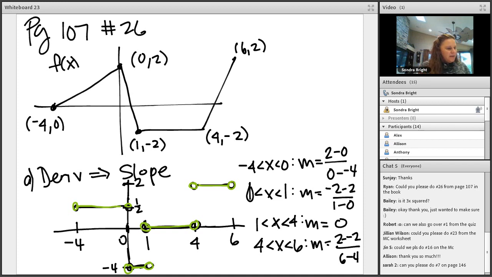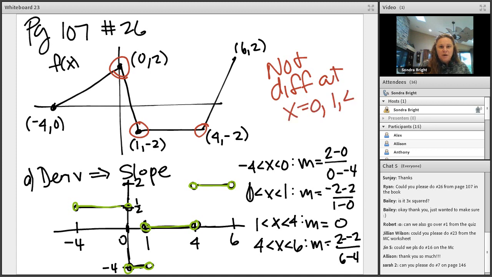That's for 26. And then at what values between -4 and 6 is the function not differentiable? Well, anytime there's a corner. When x equals 0, when x equals 1, and when x equals 4. So not differentiable at 0, 1, and 4 because there are corners. All right, that was 26. That was Bailey fixing my mistake.